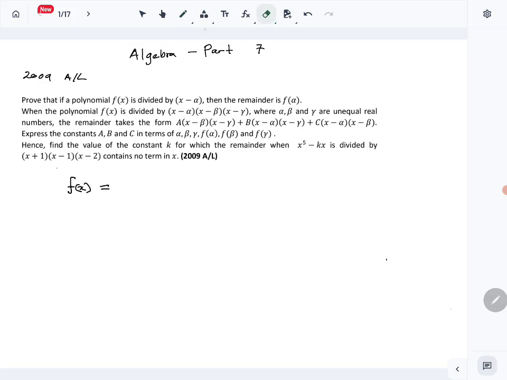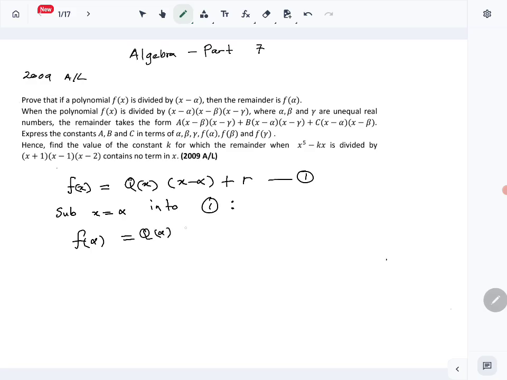So we have the function f(x). When we divide it by x minus alpha, you get a quotient. And because the divisor is degree 1, or linear, the remainder is a constant r. Now substitute x equals alpha into 1 and we have the result. So f(alpha) equals q(alpha) times (alpha minus alpha) plus r. So what does this imply? This implies the remainder r is equal to f(alpha). So the first part is done.